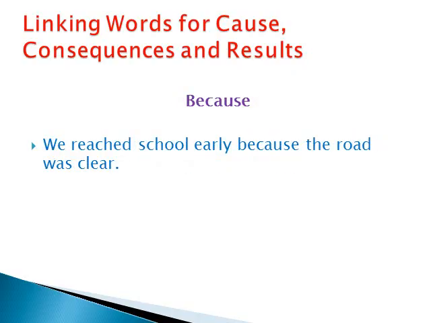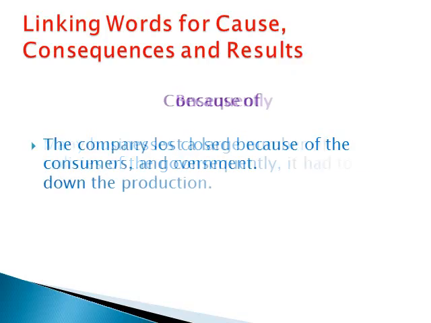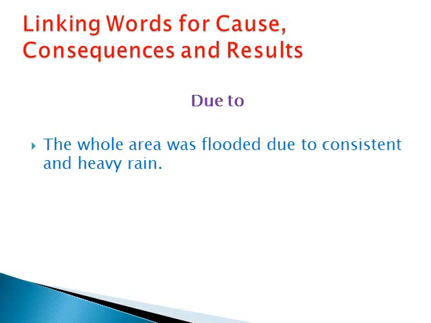Because we reached school early because the road was clear. Because of many businesses closed because of the policies of the government. Consequently, the company lost a large number of consumers and consequently it had to slow down the production. Due to the whole area was flooded due to consistent and heavy rain.